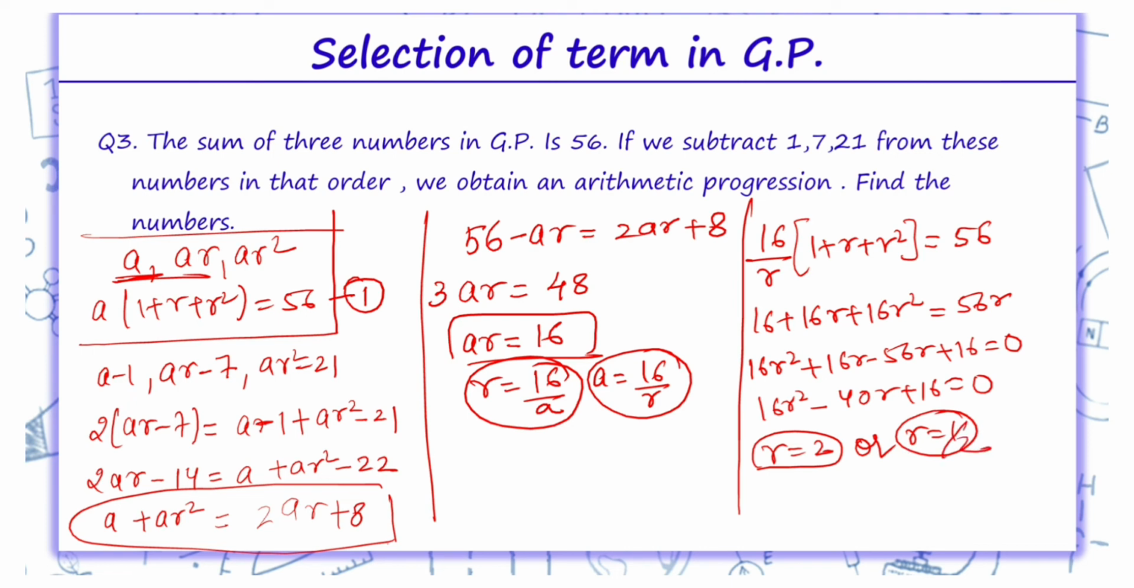So when we substitute these two values over here in A, the value of A will come out to be 8 when we write R as 2, and when we write R as 1 by 2, the value of A will be 32. So now putting these values, the GP which we will get over here will be 8, 16, 32, and here it will be 32, 16, 8. So this is how we have to solve the questions based on the concept that we studied.